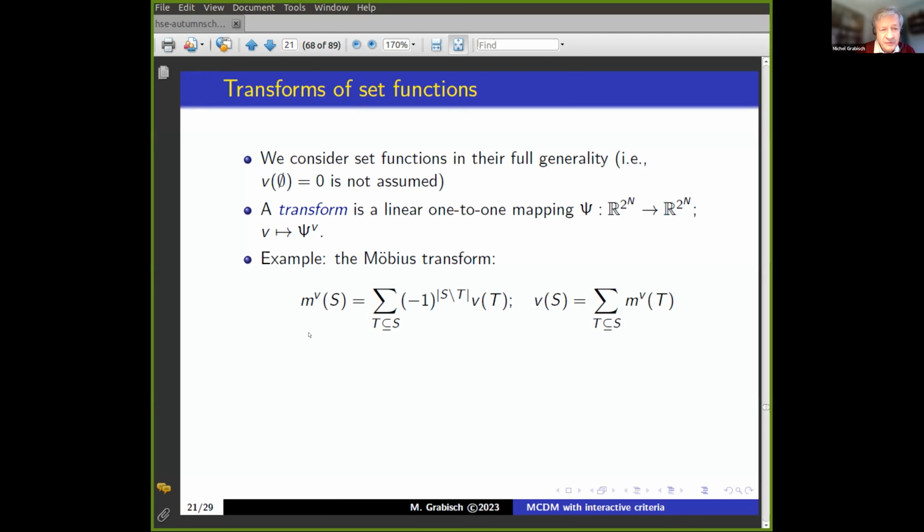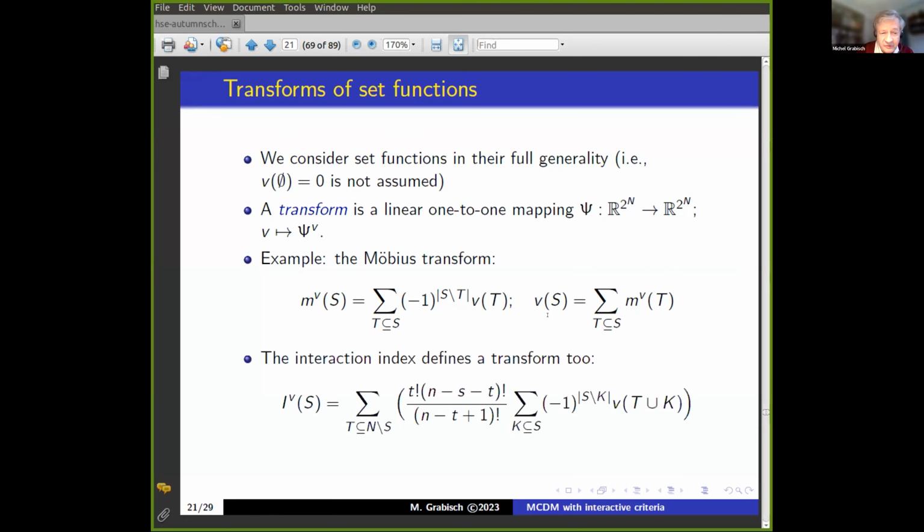So here the transforms just say that you take any capacity v or any set function, by the way, and you transform it via a linear transform. For example, the Möbius transform is such a transform. It means that if you give me v, I can compute the Möbius transform. And if you give me the Möbius transform, I can compute back the original function v.